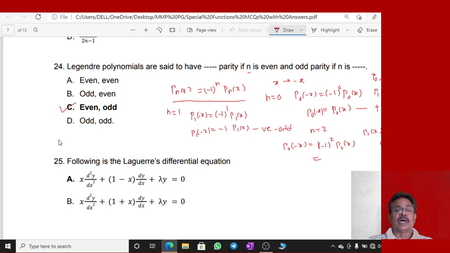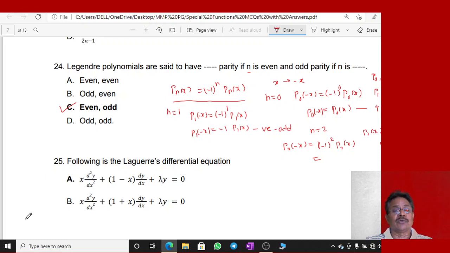You can solve this problem by taking the help of the diagrams or the plots we draw in case of P0 of x, P1 of x, P2 of x etc. That diagram also tells you, when x is replaced by minus x, whether the sign of that particular polynomial changes. If it changes, then it is said to have odd parity. If it doesn't change, if the sign of the polynomial remains the same after x is replaced by minus x, then all such polynomials are said to have even parity.